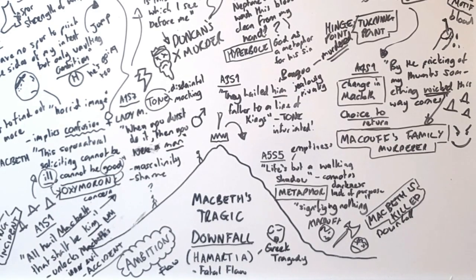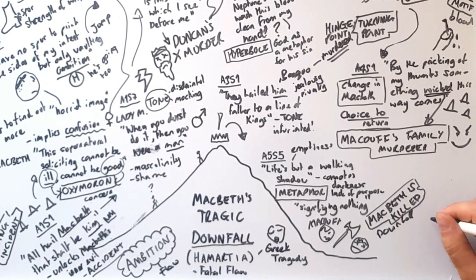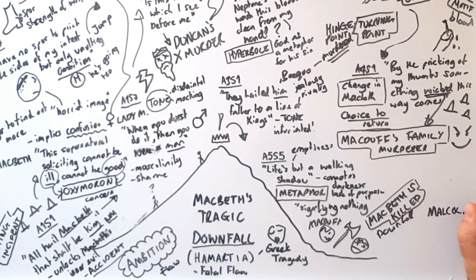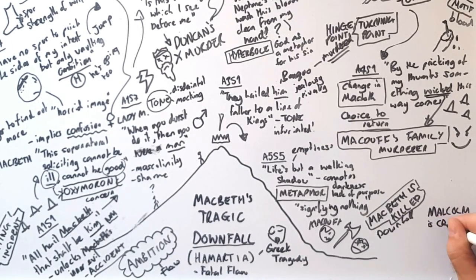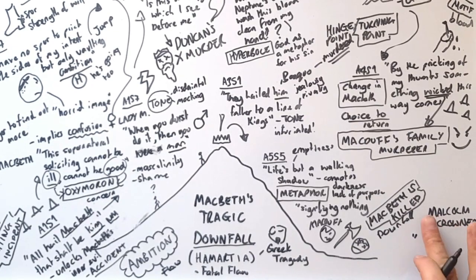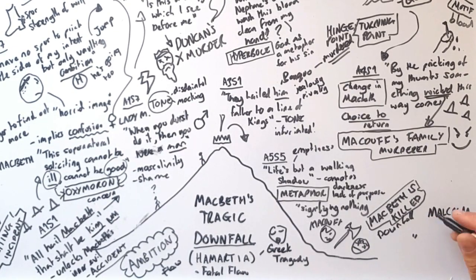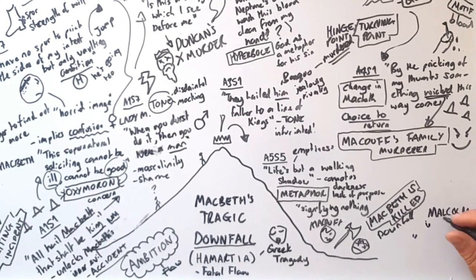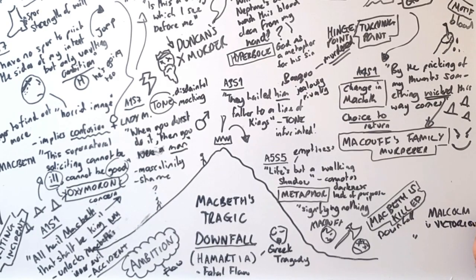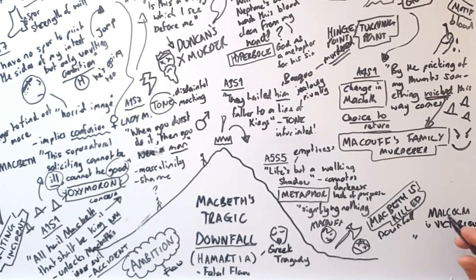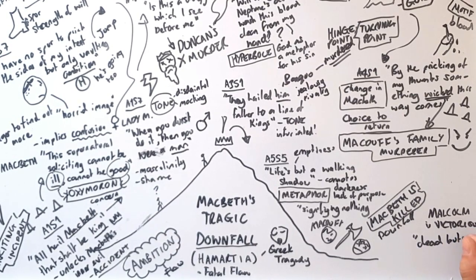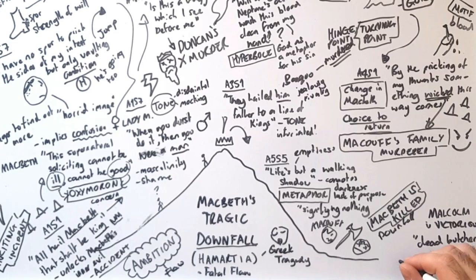And of course, in the final lines of the play, Malcolm is victorious. He says he's going to be crowned, but he isn't crowned yet. So Malcolm is going to be crowned, and he describes Macbeth as a dead butcher, which I think is another excellent metaphor to look at.